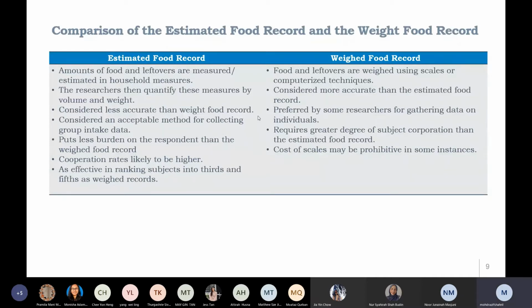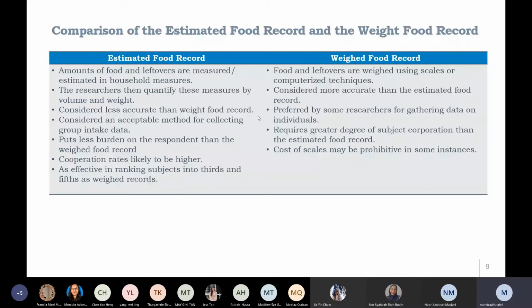Estimated food record is considered less accurate than weight food record and is considered an acceptable method for collecting group food intake. And it puts less burden on the respondent than the weight food record. So if the respondents are given a choice to choose the method that they prefer, they will choose food record when compared with weight record. Okay, because weight record is tedious, like a friend said just now.